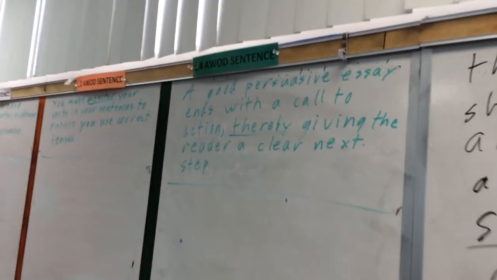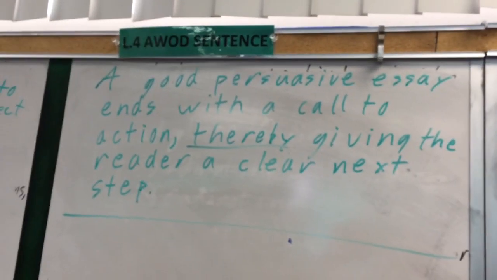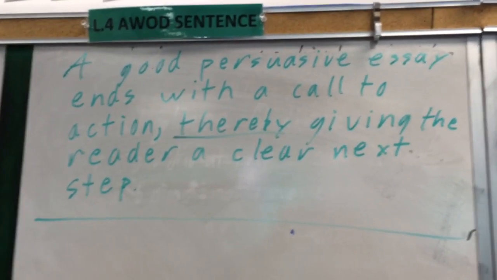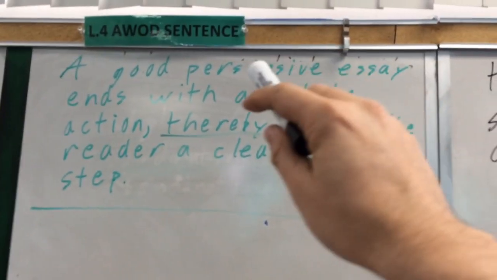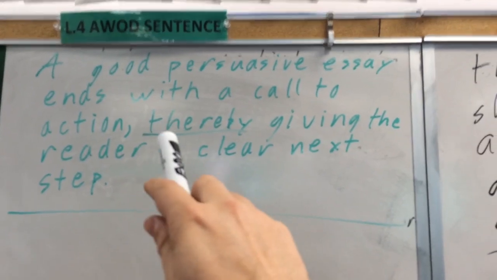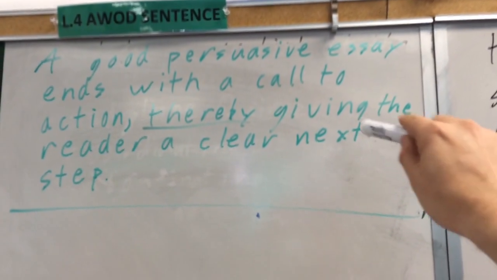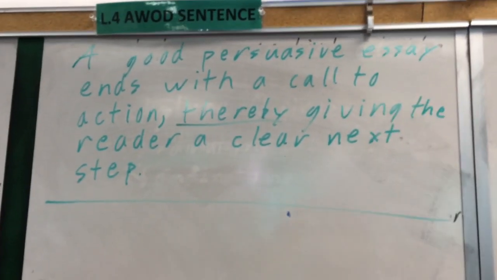So here's a sentence related to English class. A good persuasive essay ends with a call to action, thereby giving the reader a clear next step. So you have a call to action at the end of your essay. Why? Because you want to achieve this goal. The goal is giving the reader a clear next step. And it has ing, gerund. That's what you put after thereby.